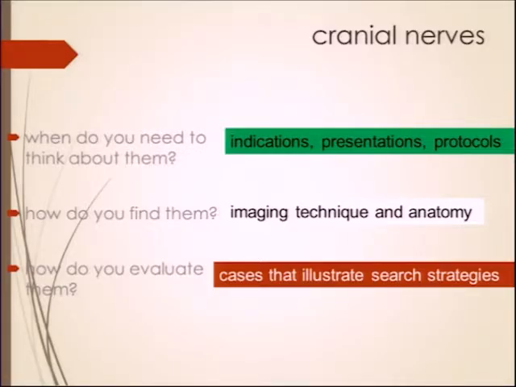And for each of the cranial nerves, we're going to try to answer some questions. First of all, when do you look for them? When do you need to look for them? What are the indications? How do patients present? And what does that mean for your protocols? The second is, how do you find them? So we'll look at the imaging anatomy and the technique that we use to look at the cranial nerves. And third, we'll look at some cases that will hopefully illustrate some search strategies that help you to identify the pathology.